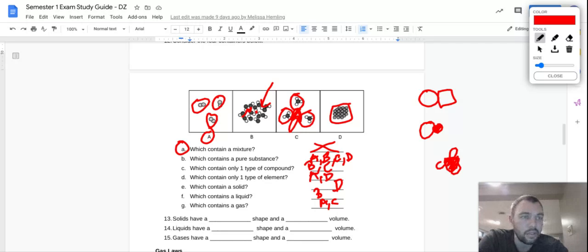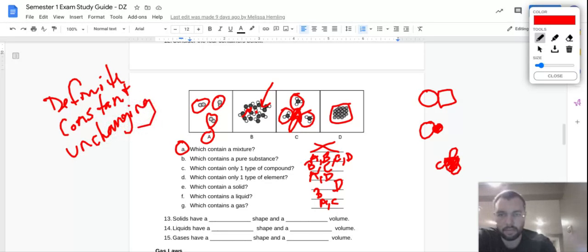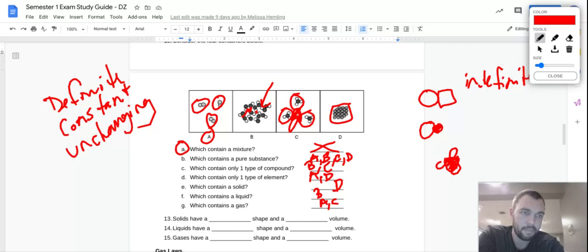All right, so then 13, 14, and 15. 13: solids have a blank shape. All right, so there's a couple terms we could use here. We could say definite, which also means constant, which also means unchanging. The other we have is indefinite. These are just the opposite.